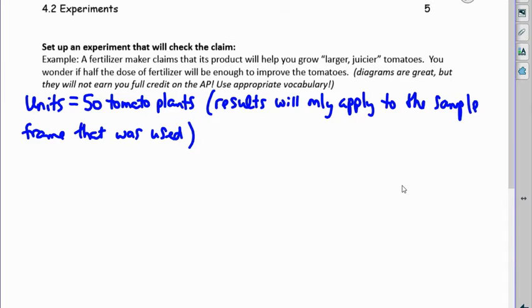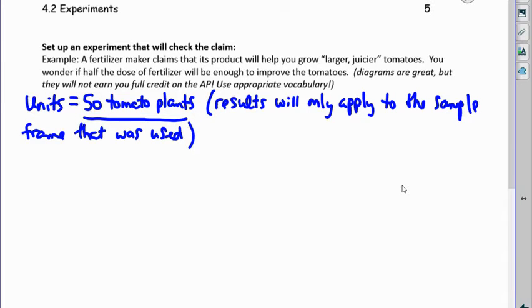Decide what kind of experimental design you are going to do. Completely randomized, randomized block, or matched pairs. Matched pairs doesn't really make sense. You can't really grow the tomatoes, then start the same plant over again and not grow the tomatoes. I would say we have our 50 tomato plants. Let's then do a completely randomized design, assign them to their fertilizers like that.